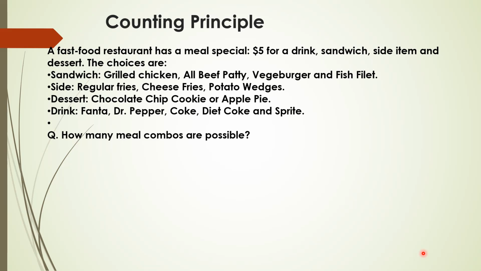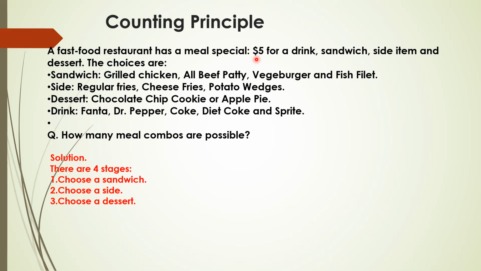How many meal combinations? Before we look at the question, you can see this is the menu for the meal, and you pay $5 for it. So how many meal combos are possible? Let's see. There are 4 stages in this whole thing. Okay, the solution. 1, a sandwich is chosen from a choice of 4. 2, you choose a side dish, which you have a choice of 3. Then you choose a dessert, which is a choice of 2, and then you have a drink to choose, which is a choice of 5.